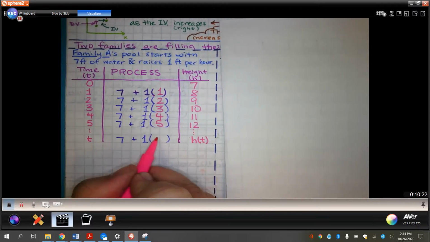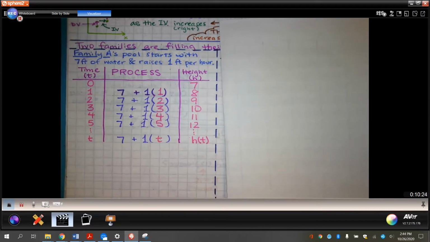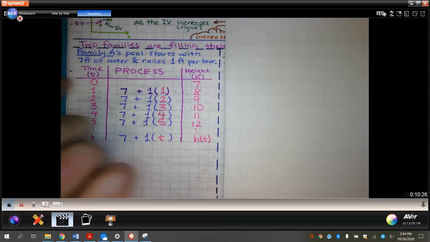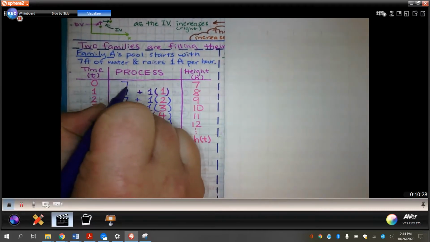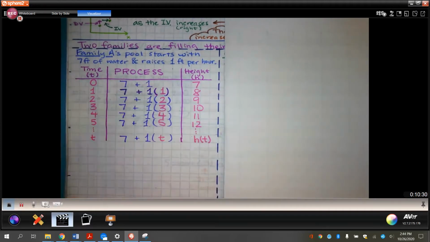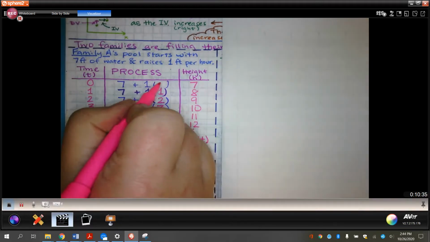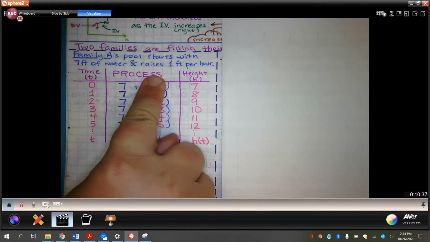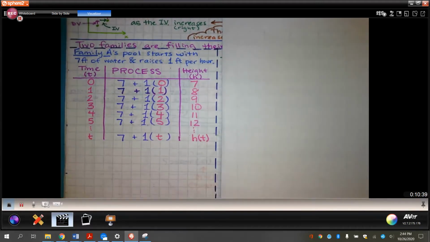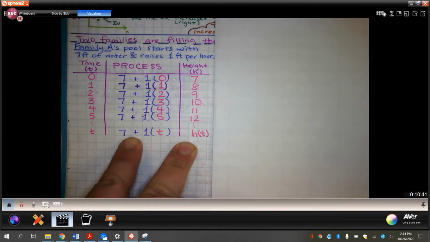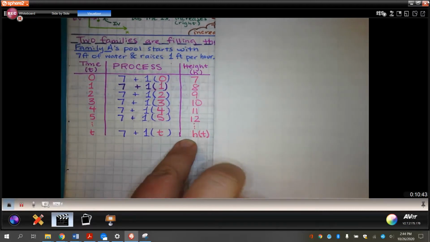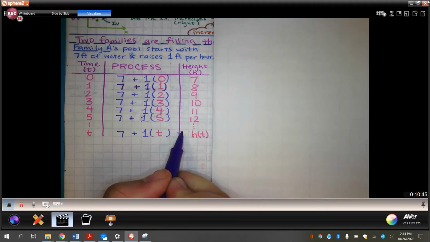Okay? And if you notice, you're like, Miss Azor, you left that row blank. It works for that as well because you have 7 plus 1 times 0 hours passing. Well, 0 times anything is 0. So 7 plus 0 is 7. So it ends up working out. So here we now have our function notation. Okay? So there is that.